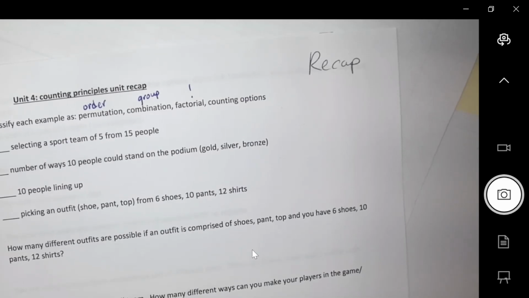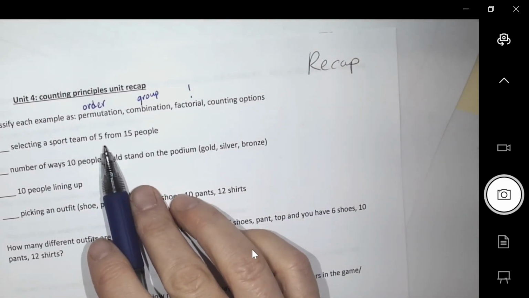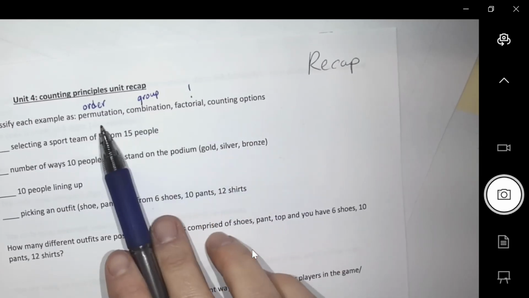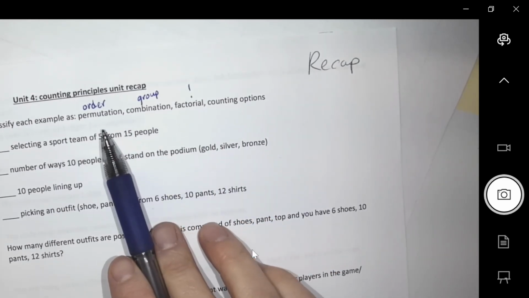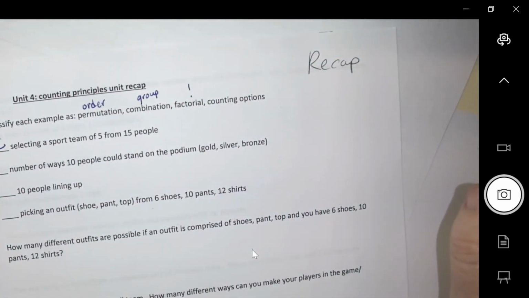Okay, so selecting a sports team. You need 5 people on your team and you have 15 people to choose from. Which method would I use? Combination. Okay, I just need to make a group.